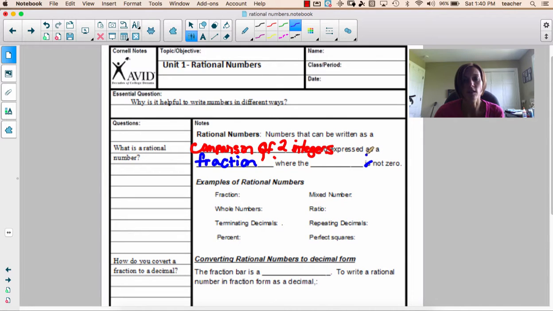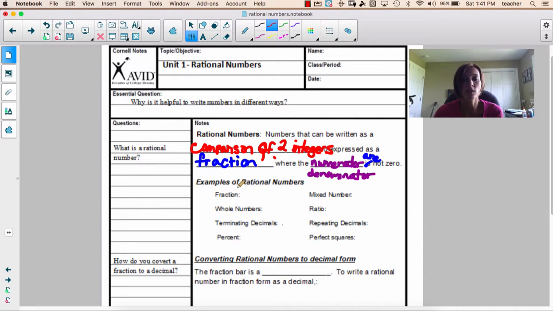Now, I don't like this blank there, because the two things that go there have to be where the numerator and you're going to have to jot down denominator. They didn't leave us much room here. There you go. Are not zero. So pause it if you need more time to write that vocabulary sentence down. Numbers that can be written as a ratio where the top and the bottom, or the numerator and the denominator, are not zero. So in the next section here, they just want some examples of rational numbers.